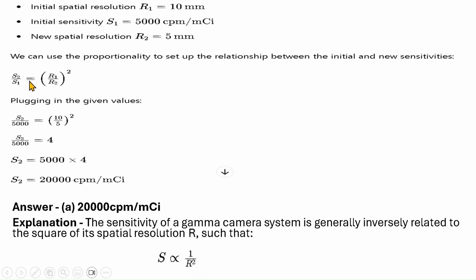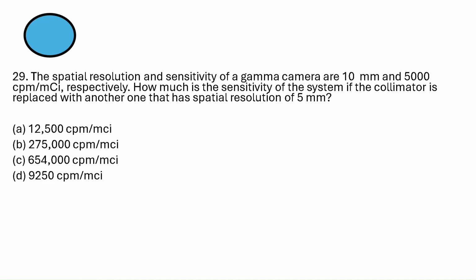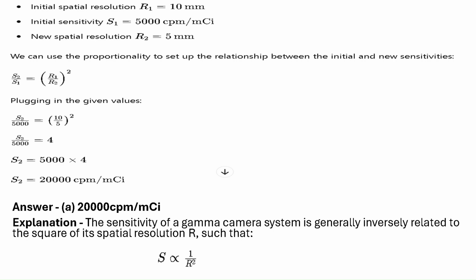So by using this relation, because it is an inverse relation, S2 by S1 is equal to (R1 by R2) whole square, and by putting the values, sensitivity comes out to be 20,000 cpm per millicurie for the new system, but 20,000 was not in the options. I don't know why they have not put it in the options. If someone knows if I am doing anything wrong, he or she can correct me. Otherwise, according to me, the right answer is 20,000 cpm per millicurie.